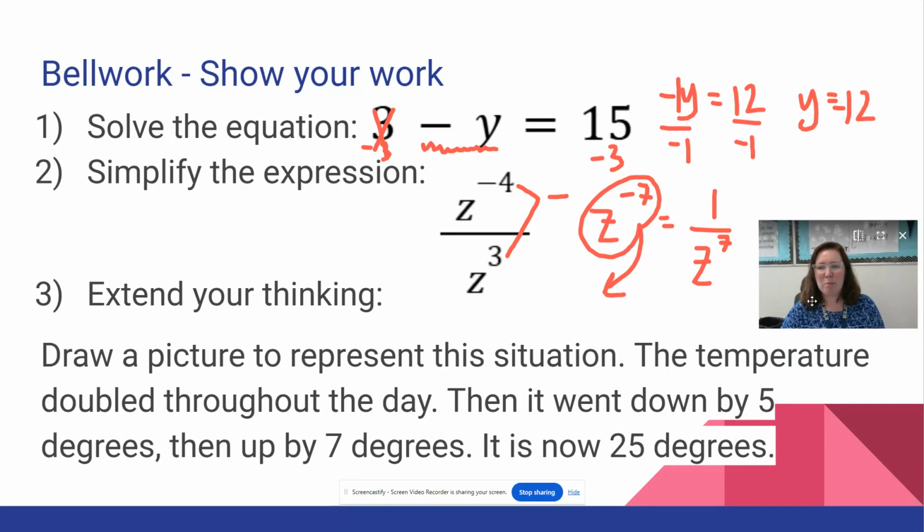Okay, then this one, draw a picture to represent the situation. The temperature doubled throughout the day, then it went down by 5 degrees, then up by 7 degrees. It's now 25 degrees. There's lots of ways you could have done this, like maybe we draw a picture of a thermometer. That looks more like a music note, but that's okay. And then we just say, hey, double, maybe there's our double. And then we show down by 5, and then maybe we show up by 7. And then maybe we show that this is now 25 degrees, something like that. That's not what your picture had to look like, but that's just an example of what you could have had.